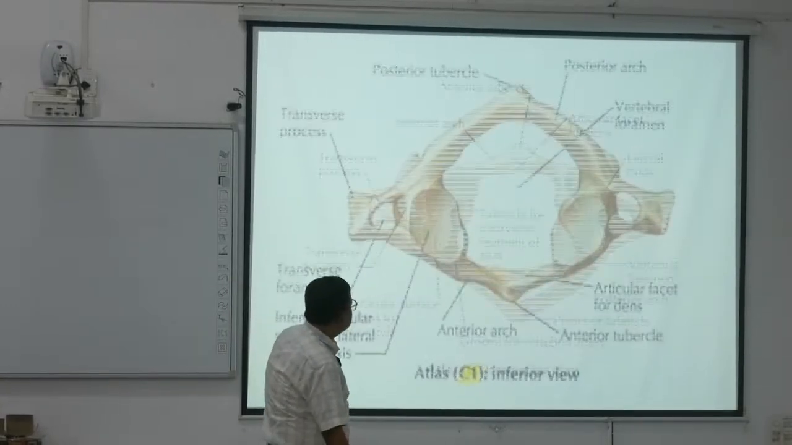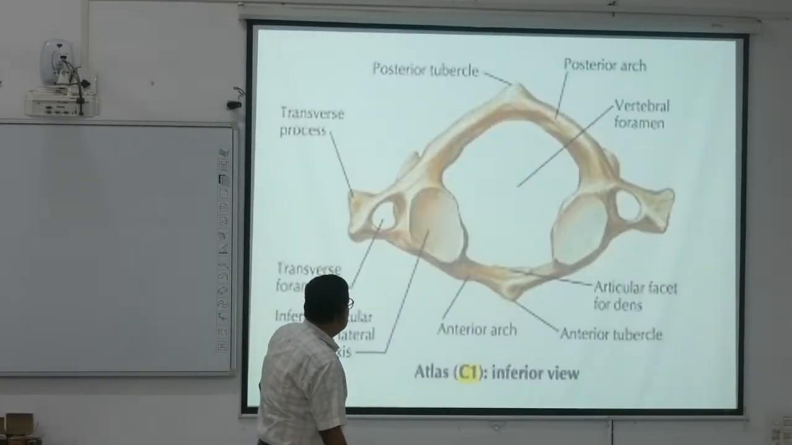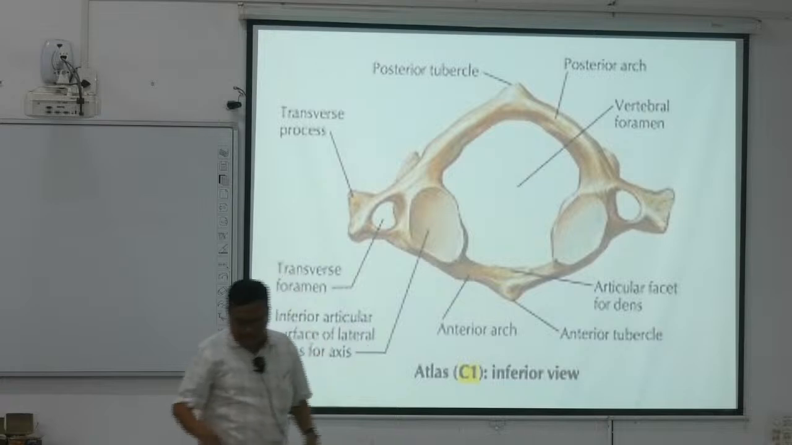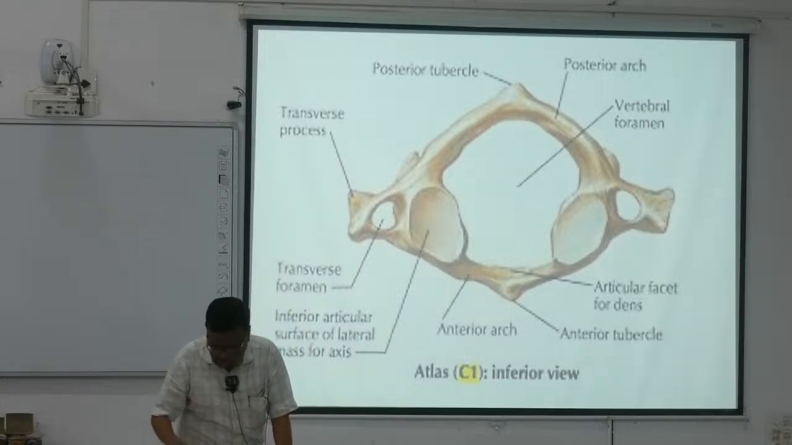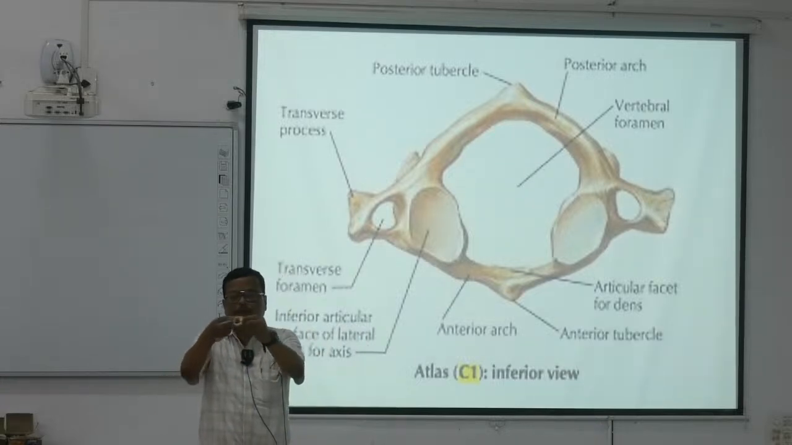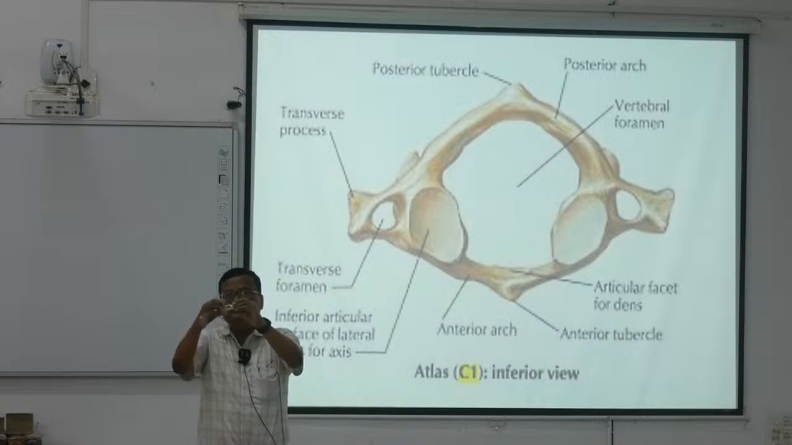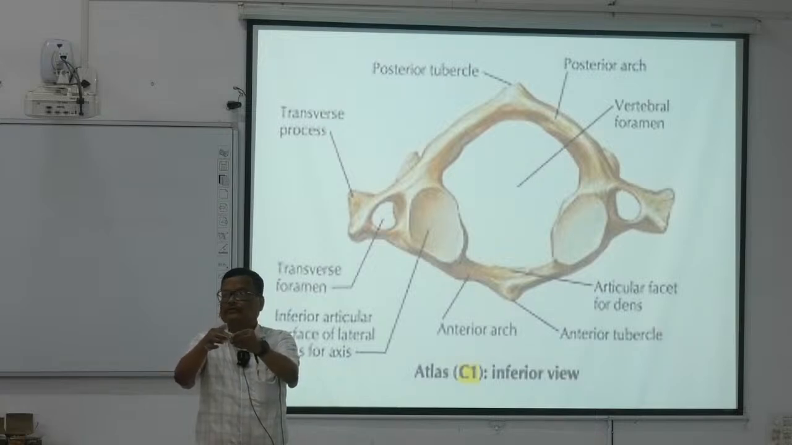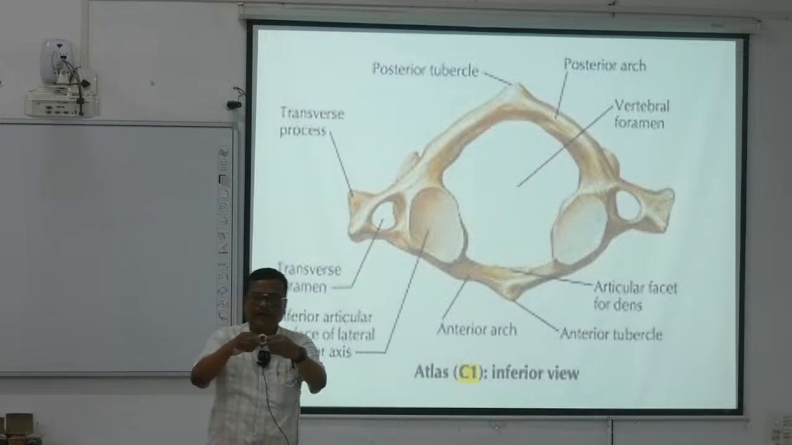We read this yesterday. And if we turn the atlas down, this is the superior articular process and this is the inferior articular process. The superior one is concave and kidney shaped, oval, and the inferior articular surface is circular and flat.